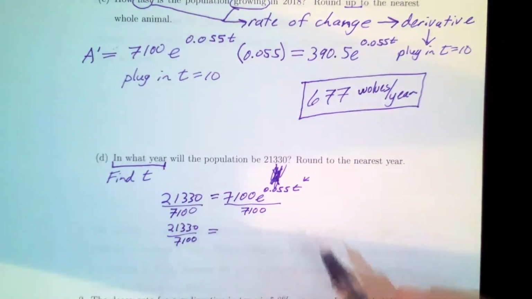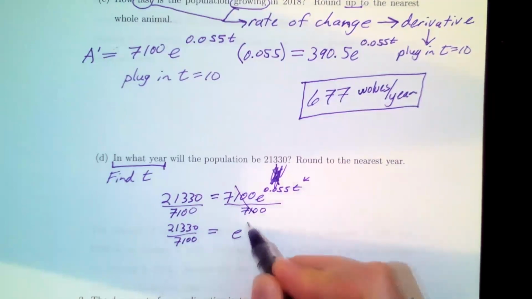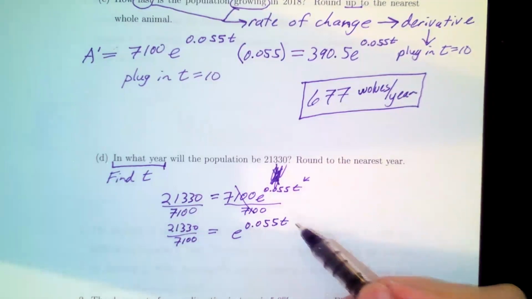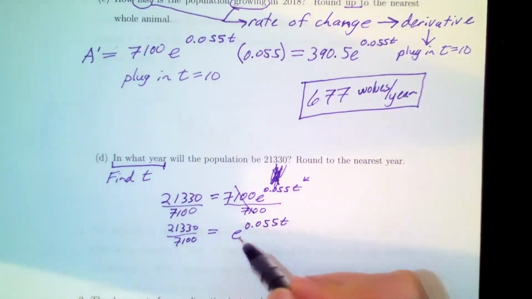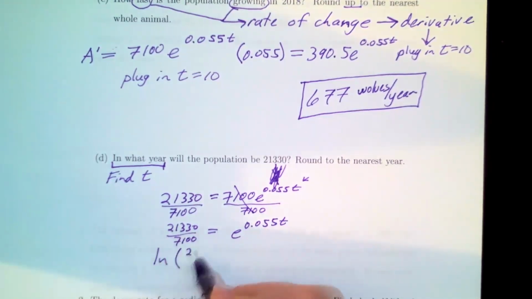So if you divide both sides by 7,100, over here on the right-hand side, you just have your E function by itself. And again, I want to get at the t, but the E is in the way. So I need to get rid of the E. And I can get rid of the E by introducing its inverse function on both sides. The inverse of E is the natural log. So I want to take the natural log of both sides.